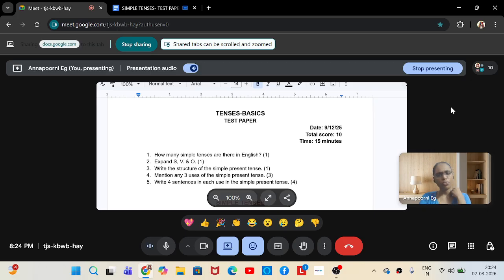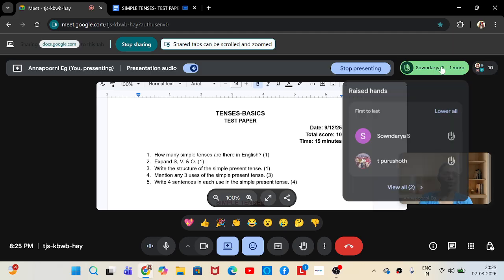Okay. So before moving on to past tense, I just thought of discussing these questions with you. I recently conducted this test paper for one of my private students. Just a short test. It is based on only present tenses. So you can try answering these questions. After that, we will move on to past tense. So the first question is, how many simple tenses are there in English? You can raise your hands and come forward to answer. Yes, Soundarya has raised first.